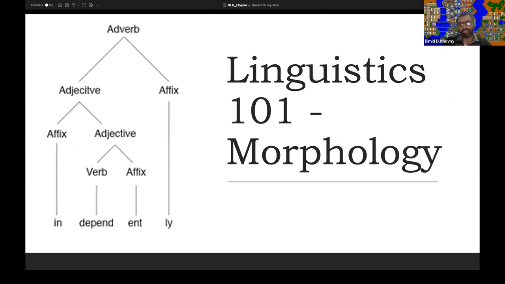Okay, so the next subfield is morphology. And morphology deals with how different subunits make a word. So for example, let's talk about independently, right? We have the prefix in, the main verb depend, an affix ent, and another affix ly, okay? And each such basic part is called a morpheme.